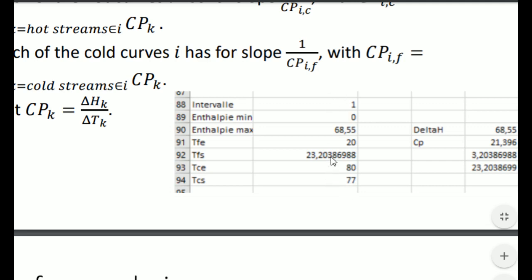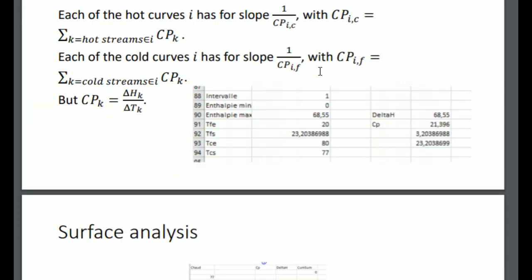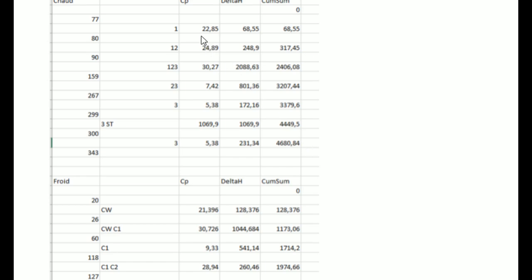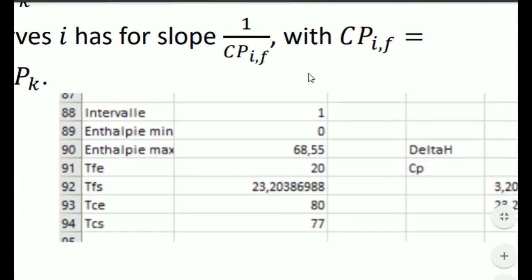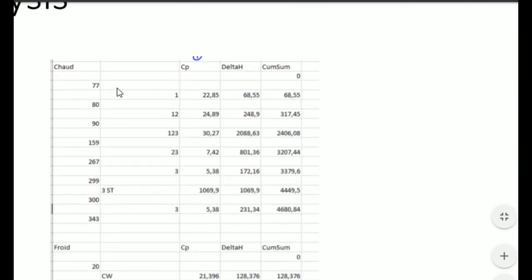And now you might ask, why do we need this temperature, and also why do we need intervals of temperature? It's for the surface analysis. For the surface analysis, now what we do is we pick the CPs from intervals of temperatures, but separating the hot and the cold, as I explained earlier. So for example, here in this interval between 90 and 159, I have the streams 1, 2, and 3, and its CP is this value. I also computed the delta H.